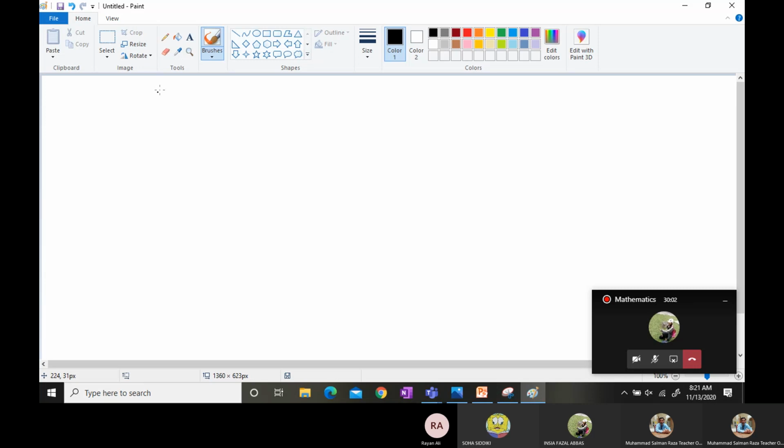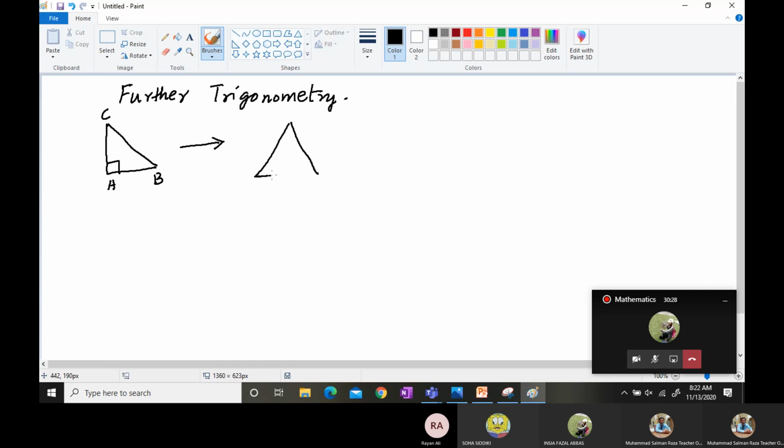Now, if we start talking about further trigonometry concepts, further trigonometry starts when there is no right angle triangle. This is a triangle, and when it transforms into a non-right angle triangle, like this, this is known as a right angle triangle, and this is known as a non-right angle triangle.